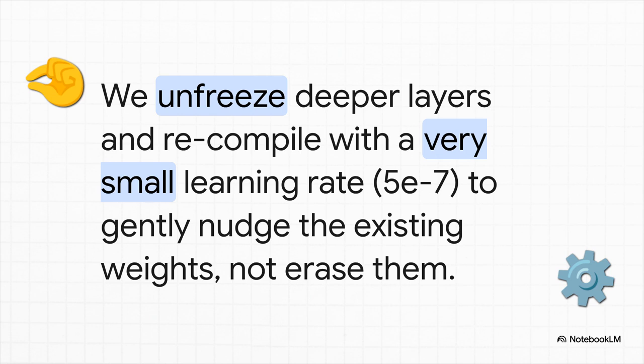Then we recompile the model with an absolutely tiny learning rate. This is so important. We just want to nudge the existing weights in the right direction, not accidentally erase all the valuable knowledge they already have. And the result of all that careful work? We squeezed out another percentage point, hitting a final validation accuracy of 57.3%. Now, I know that might not seem like a giant leap, but in the real world, that small improvement is often the difference maker. It's that final coat of polish that takes a model from good to great.